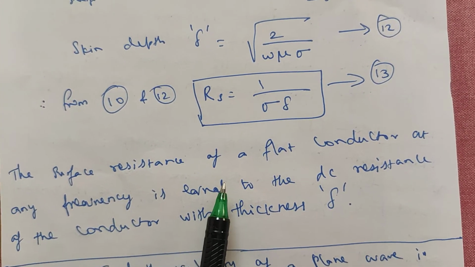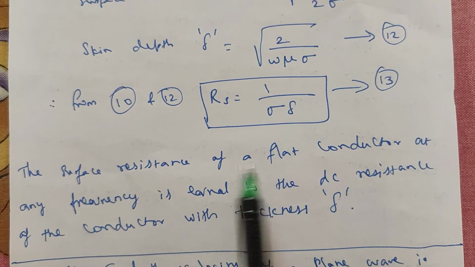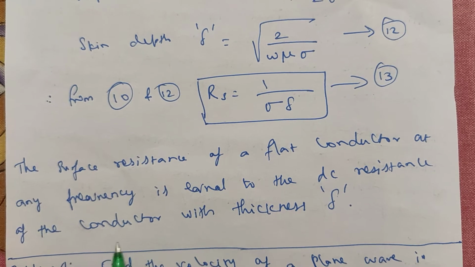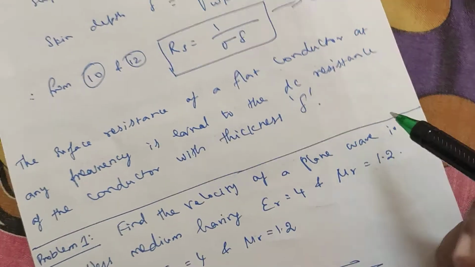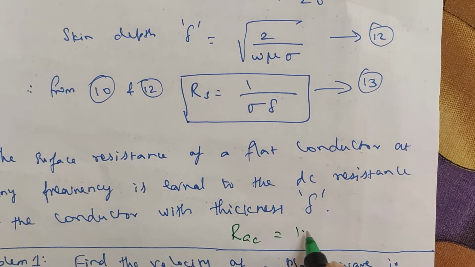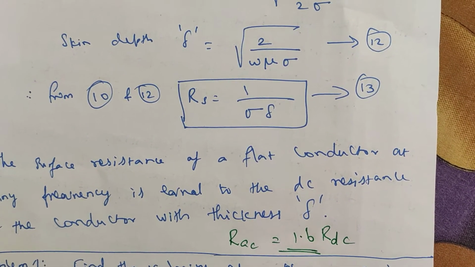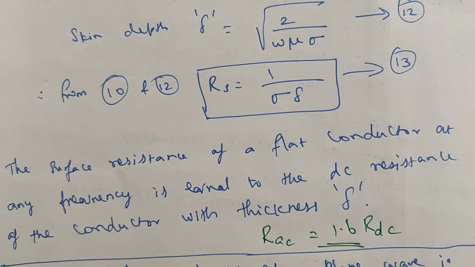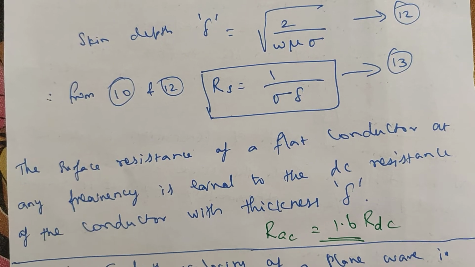So the surface resistance of a flat conductor at any frequency, you have to mark the term any frequency, is equal to the DC resistance of the conductor with the thickness del. This is the reason for which when we calculate RAC, we multiply it by 1.6 into RDC. See, this 1.6 is called the skin effect factor. This is about surface impedance and surface resistance.